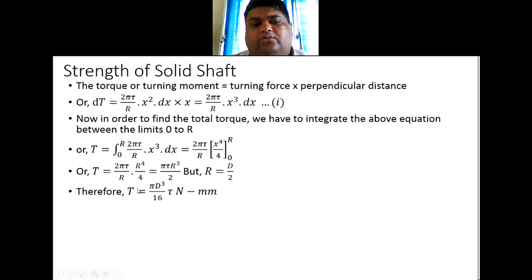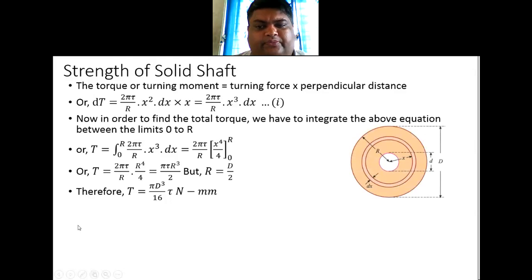Now if you want to find the shear stress induced in the shaft when it is transmitting a torque T, then it will be 16T by pi d cube. Tau will be equal to 16T by pi d cube. You can use either way. Now the same expression we can find for a hollow shaft. For a hollow shaft, there is a hole in the center, right? So it is a solid shaft with a hole in the center.